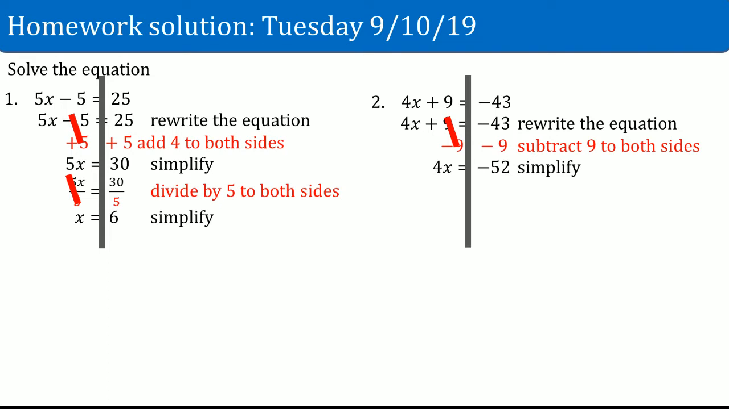Next, you want to get the x alone by dividing by 4. Why do you divide by 4? Because right now, what is attached to the x is 4 times the x. You see, it's multiplying by 4. So you're going to divide by 4 to both sides. The 4 over 4 on the left-hand side cancels out, so what you have left over is an x. On the right-hand side, negative 52 divided by 4 becomes negative 13.